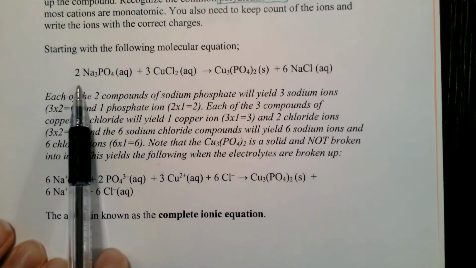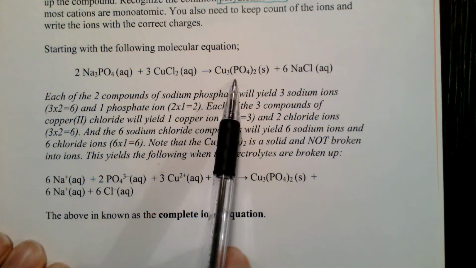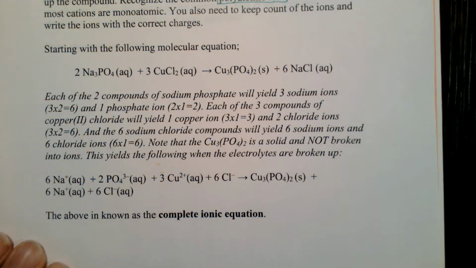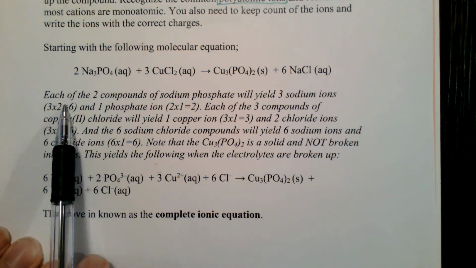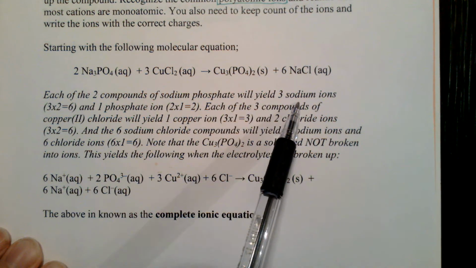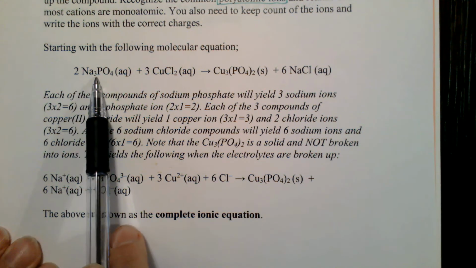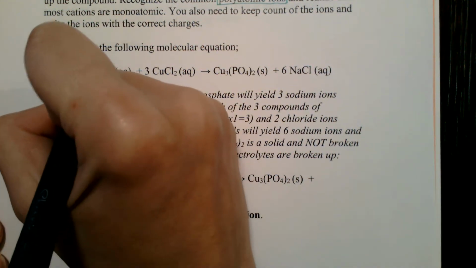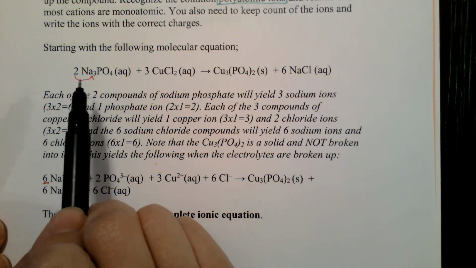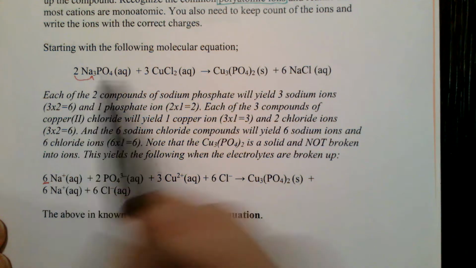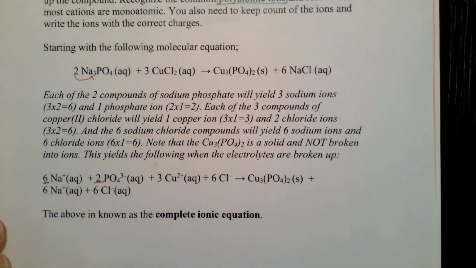Let's start with this example: 2 Na3PO4 aqueous plus 3 CuCl2 aqueous gives Cu3(PO4)2 solid plus 6 NaCl. We have to figure out all of our ions. Each of the 2 sodium phosphates yields 3 sodium ions, so 2 times 3 gives us 6 sodiums. And for the phosphate, the coefficient tells us we get 1 phosphate from each, so 2 times 1 gives us 2 phosphates.